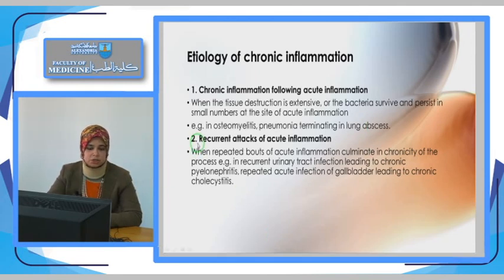The second etiology of chronic inflammation is recurrent attacks of acute inflammation. Acute inflammation happens, then heals, then recurs, and so on. When repeated bouts of acute inflammation culminate in chronicity of the process: recurrent urinary tract infection leading to chronic pyelonephritis, repeated acute infection of the gallbladder leading to chronic cholecystitis.